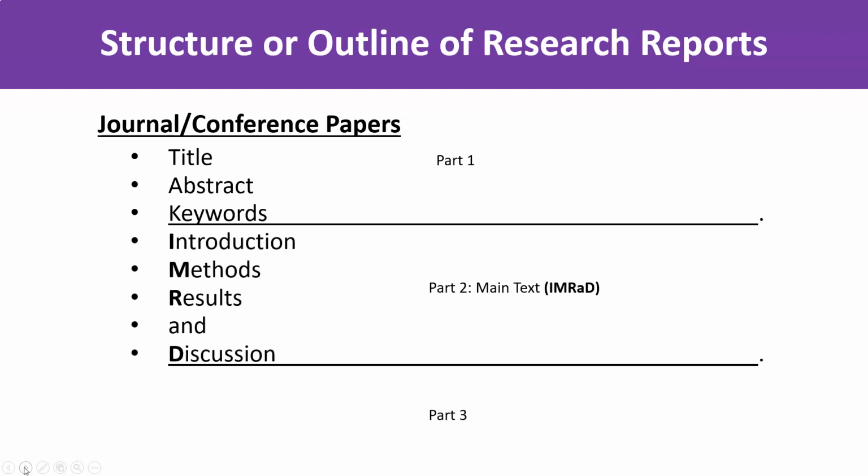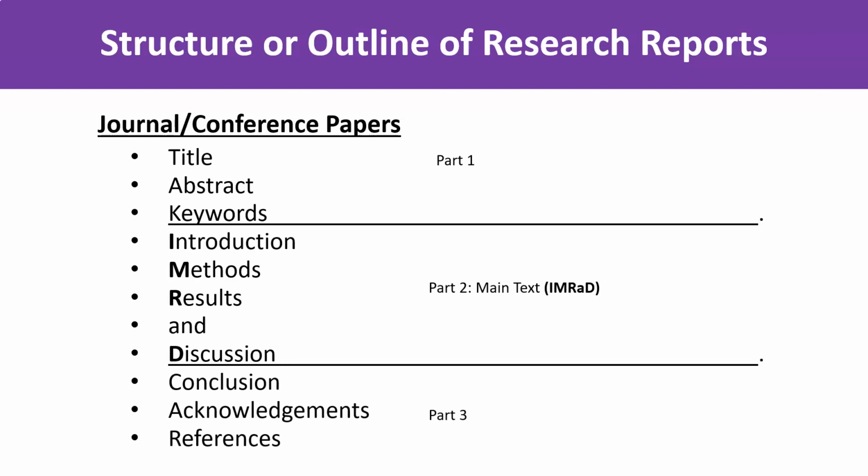The second part, which is the main text, consists of the introduction, the methods, the results, and discussion. And you can see that abbreviation there, IMRAD. That's I for introduction, M for methods, R for results, A for and, D for discussion. So these are the components of the main text, the part two of a journal paper or conference paper.